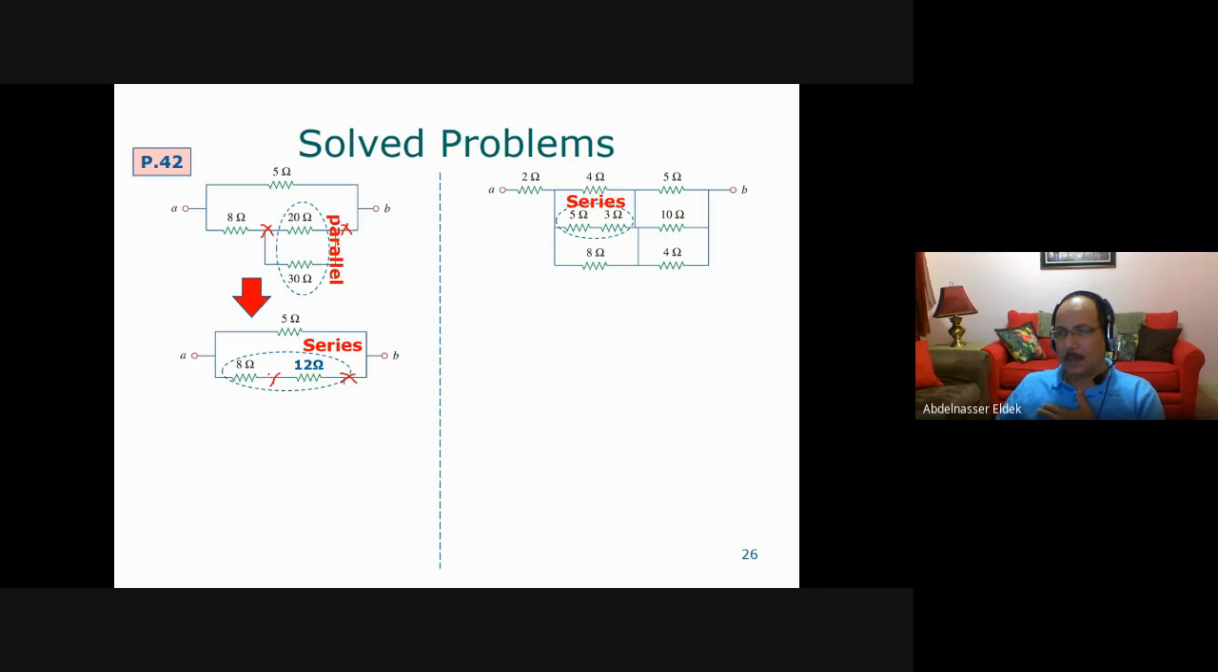Okay. Now in the new circuit, you have 8 and 12 in series, which make it 20. Okay. And then after that, you have 20 and 5 in parallel, which make it 4. You can calculate very easily. So 5 and 20 in parallel, 5 times 20 is 100 divided by 25 will be 4 ohm.